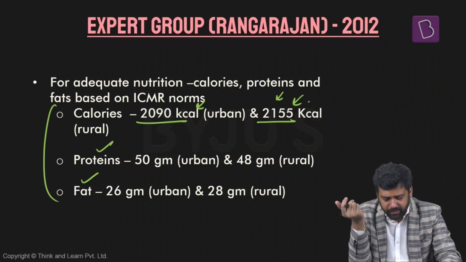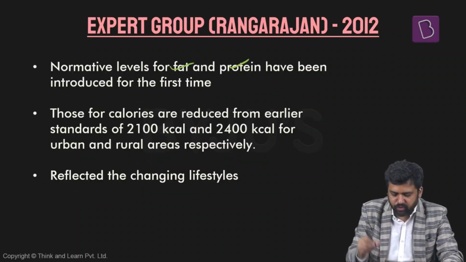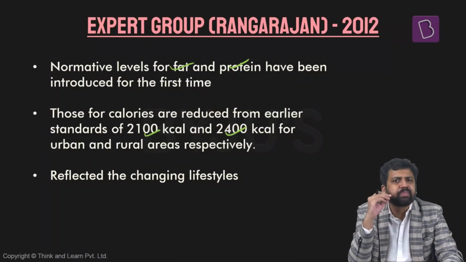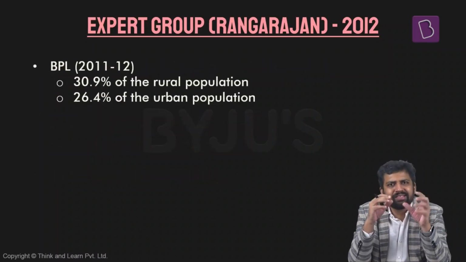These are new things which are included by the Rangarajan committee. Right? So these are some of the new things that they have taken up, like fats and proteins, introduced for the first time, and they reduced the calorific norms. These are all reflecting the changing lifestyles. So what is the result of all these things? Right? So they have changed the poverty line basket. So what is the number as per the poverty line basket?